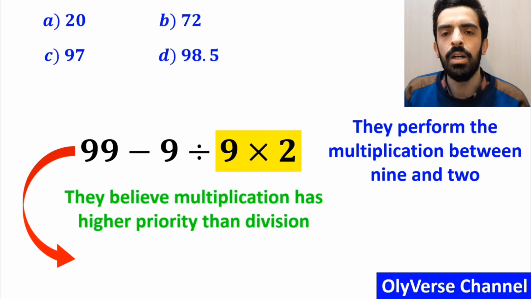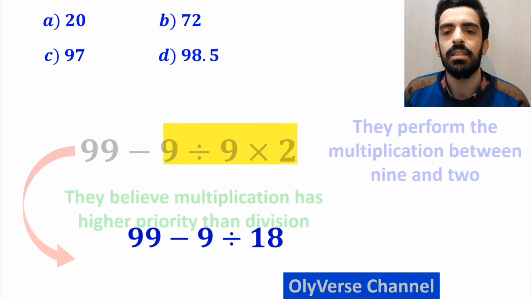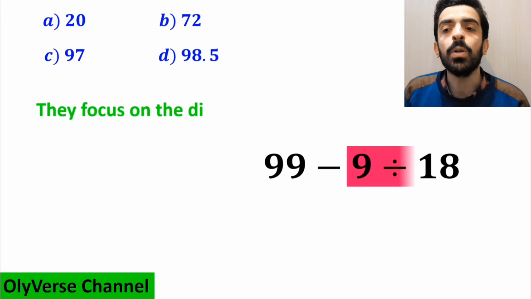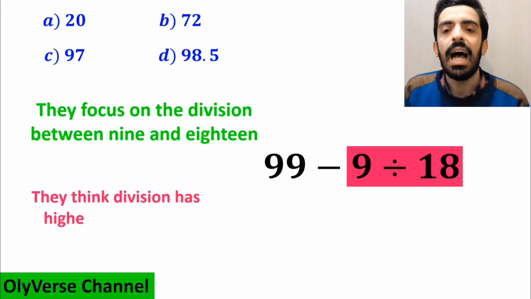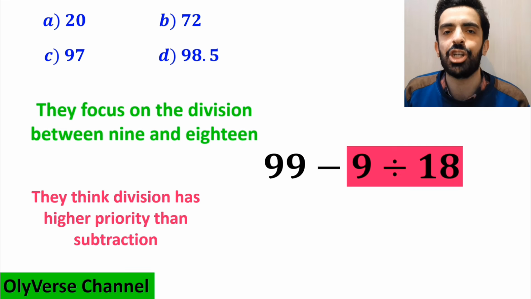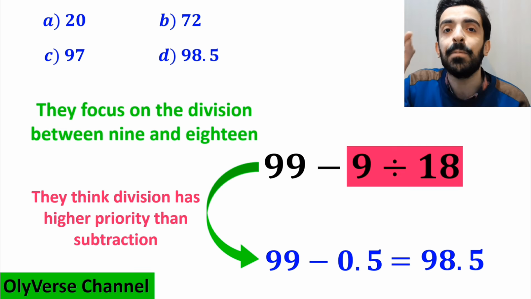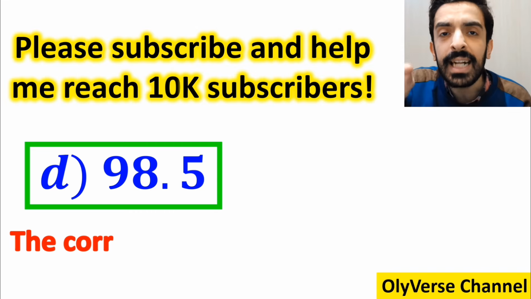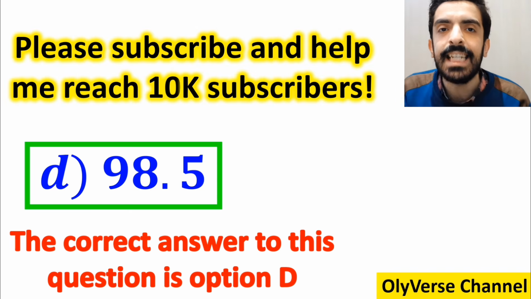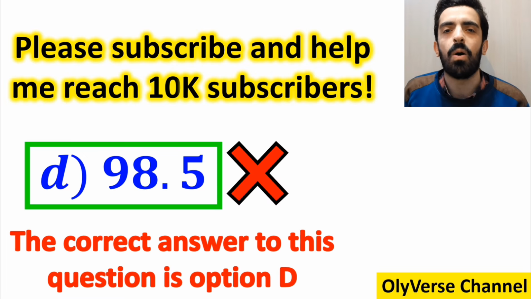Then, they perform the multiplication between 9 and 2 because they believe multiplication has higher priority than division. So, they rewrite this expression as 99 minus 9 divided by 18. And the final step, they focus on the division between 9 and 18 because they think division has higher priority than subtraction. And they rewrite this expression as 99 minus 0.5, which finally gives them the answer 98.5. And immediately, they conclude that the correct answer to this question is option D. However, this answer is absolutely wrong.